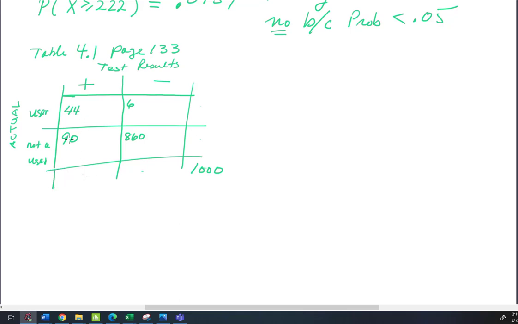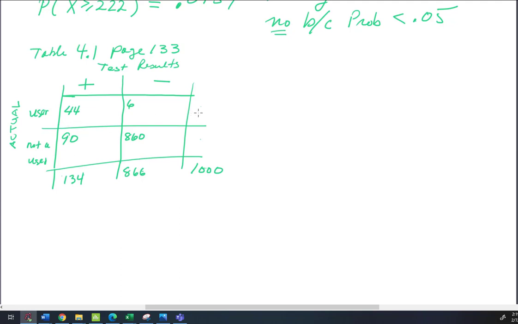And so I would just add 90 and 144, and I would get 134, and that would be a marginal total for the first column, and that number would tell me out of my 1,000 tests, how many gave a positive test result? And 866 I'd get by adding these two numbers. How many out of my 1,000 tests came back negative for using whatever drug we're talking about here?